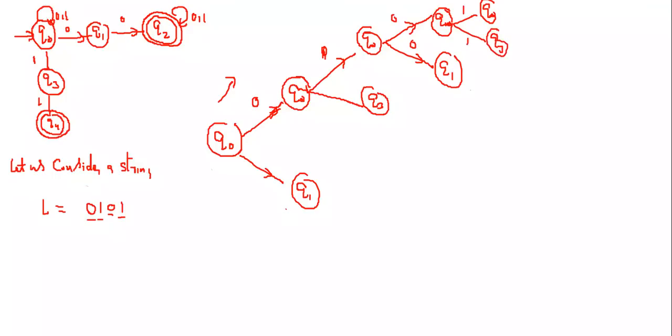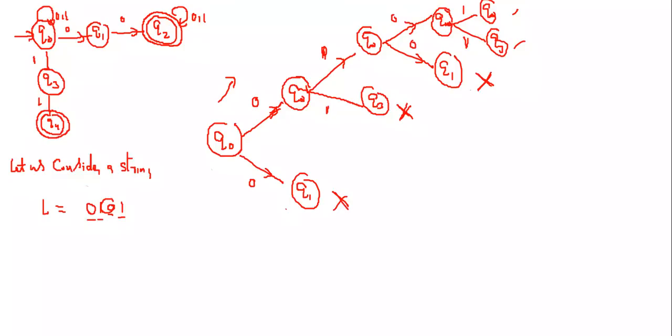Now the string has ended, but these two paths are not taken to the final state. Now you come this way, 0, 1. On taking 1 on Q1, you don't have any state, so the path is terminated. Next, on taking 0 on Q3, there is no transition defined on Q3 with the symbol 0. Now if we come this way, the next one is 1 on Q1, which is not defined on Q1. So this is also terminated.